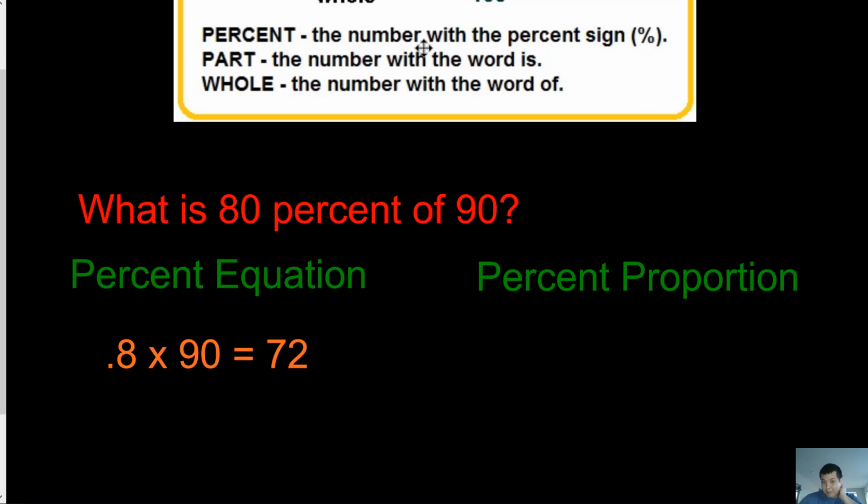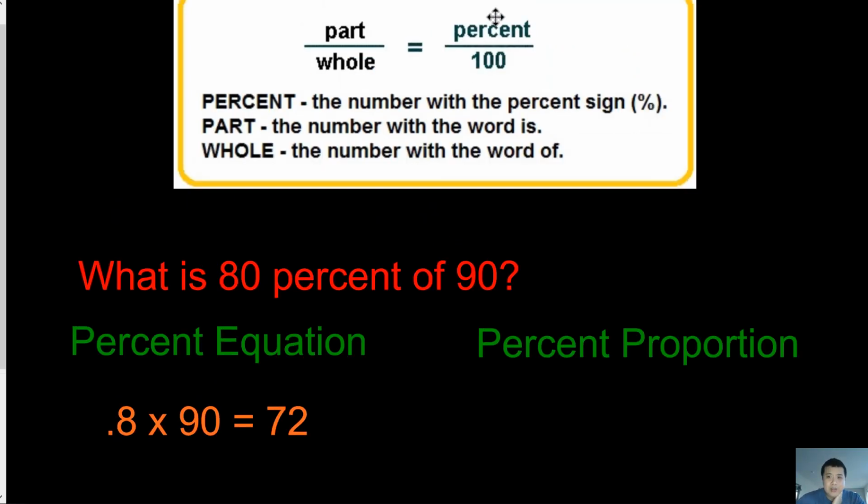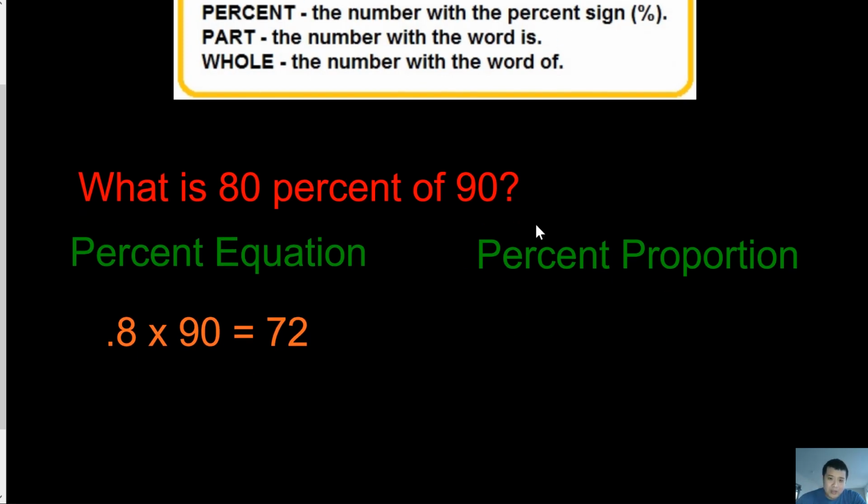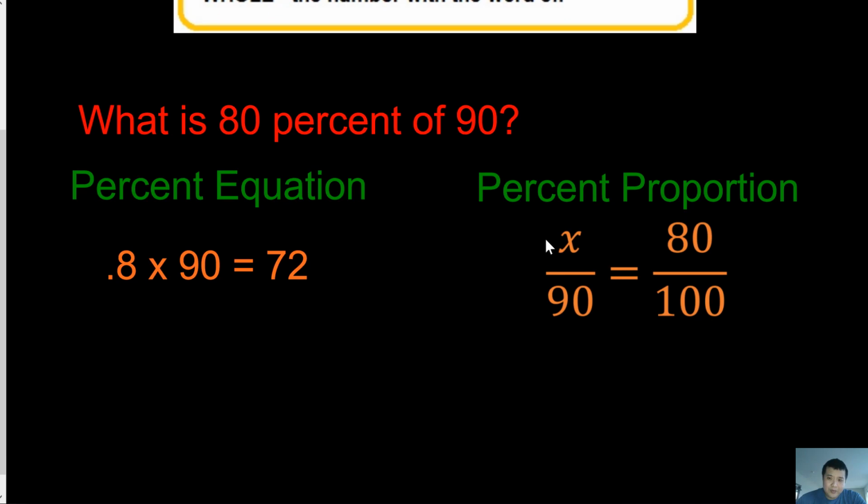To solve it using percent proportion, 80% would go on the top right here. Okay, of 90, of is the entire part. So in this, 90 is the 100%. That's the whole part. So the whole part is the number with the word of, and that's the bottom part right here. And what we're looking for is the part. We're looking for what is 80% of 90. So we set it up this way. This is the part, this is the whole, and the whole is always 100%, and we're looking for 80%.